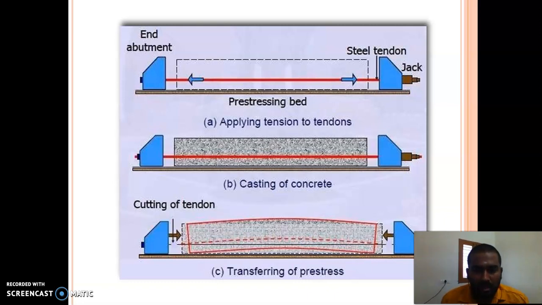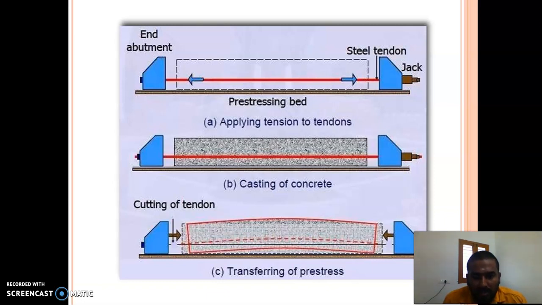Since the concrete is hardened, the tendons will not be able to freely move, freely relax in their position. So they will take the concrete along to their position. So basically what is happening is the force we applied in the tendon is transferred to the concrete. But here we have applied force in the tendon before even pouring the concrete, before hardening the concrete.